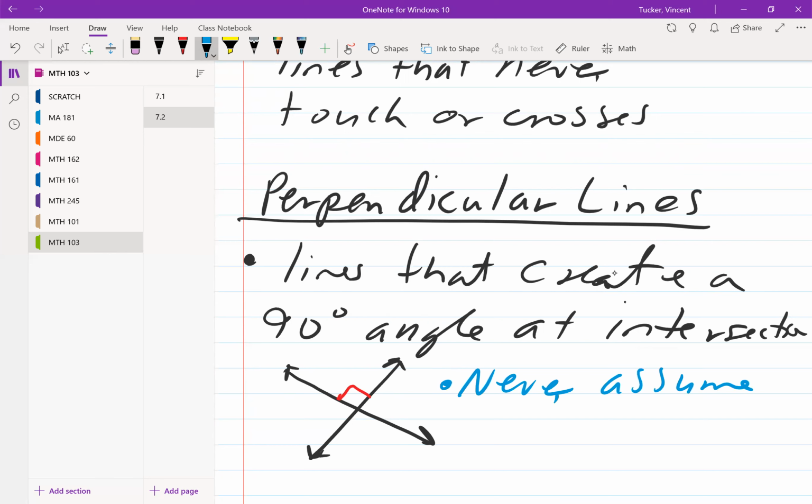Never assume that you have 90 degrees. So you can never assume that you have a 90 degree angle. Always has to be stated some way, somehow, because to the naked eye, 89 degrees looks like 91 degrees, which would look like 90 degrees. So either you need to see this square in your angles, or they have to tell you that they're perpendicular lines, or something has to be stated in order for you to know that you have 90 degrees.